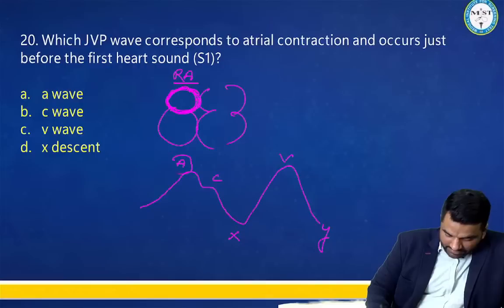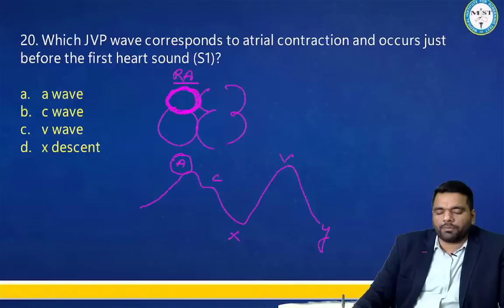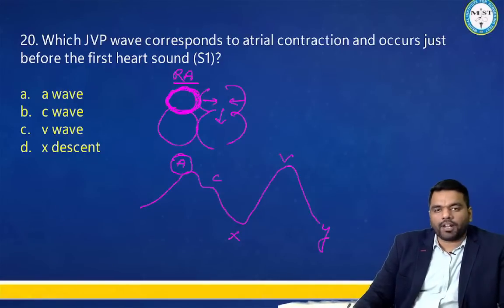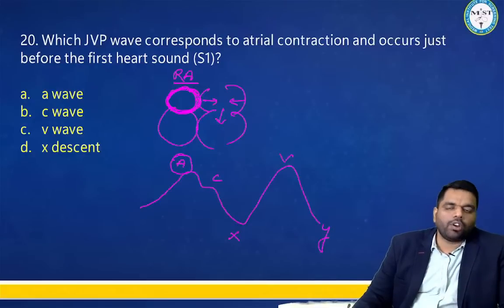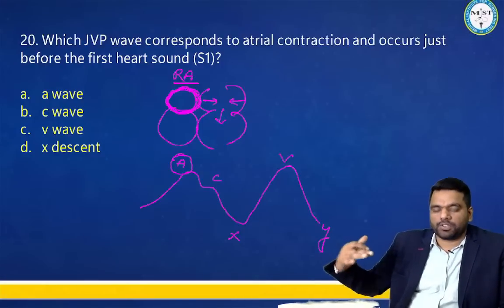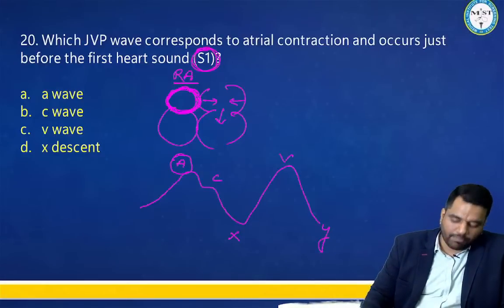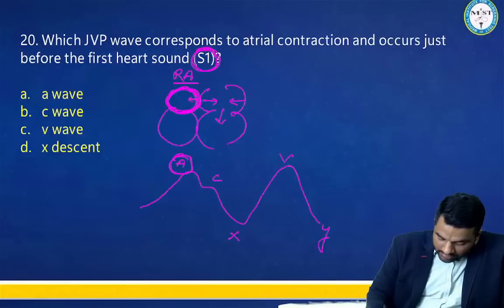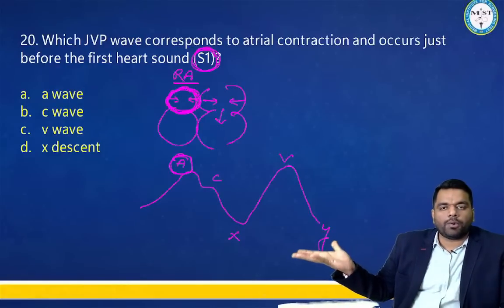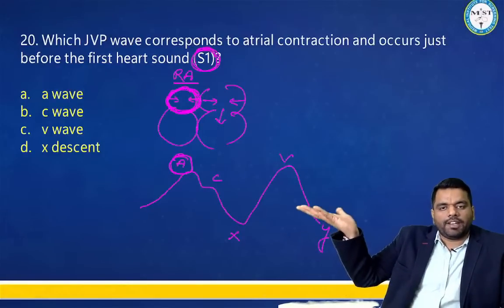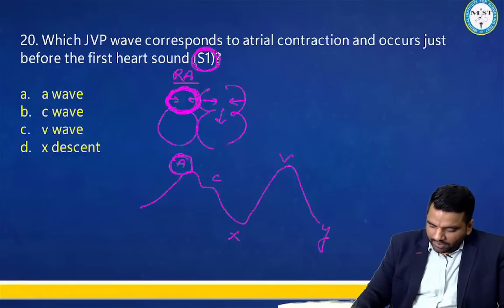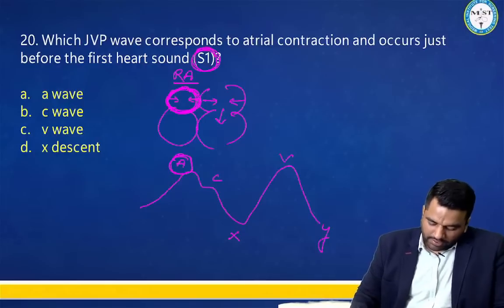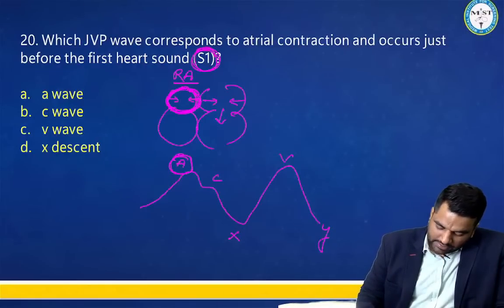Why does this A wave occur? Due to atrial contraction. And as we discussed just before, whenever this atrial contraction happens, initially this valve will be open, but once the contraction is over, this valve is going to be closed. That will create the S1 sound. And whenever the atrium goes into systole, or contraction, what about the pressure in the atrium? Pressure is going to increase. That makes the A wave in the JVP. Right? Very good. So the JVP wave corresponding to atrial contraction, just before the first heart sound, is your A wave.